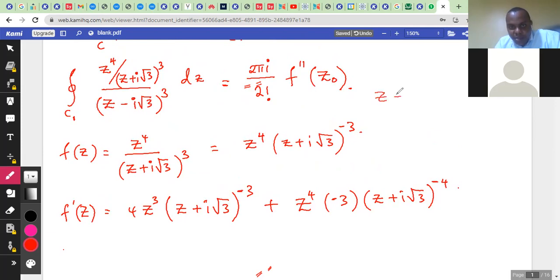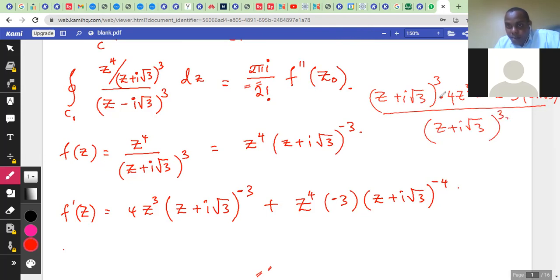So let's see. It means we keep this function (z plus i root 3) cubed, and then we multiply by the derivative 4z cubed, and then we subtract z to the power of 4 times the derivative of (z plus i root 3) cubed, which is 3 times (z plus i square root 3) squared. And then we divide by (z plus i root 3) to the power 6. Then we can take out z plus i root 3, so that one dies. Only 3, take out 3, this one becomes 1. And only 4, this one becomes 4.